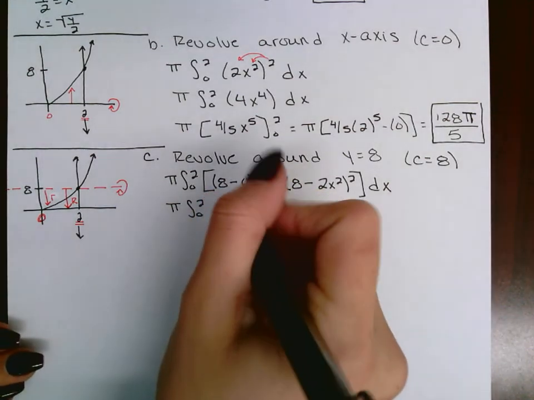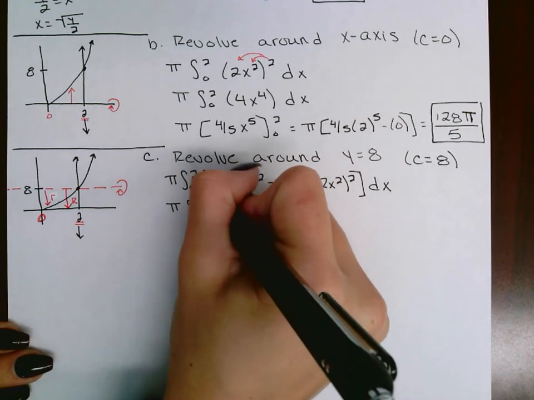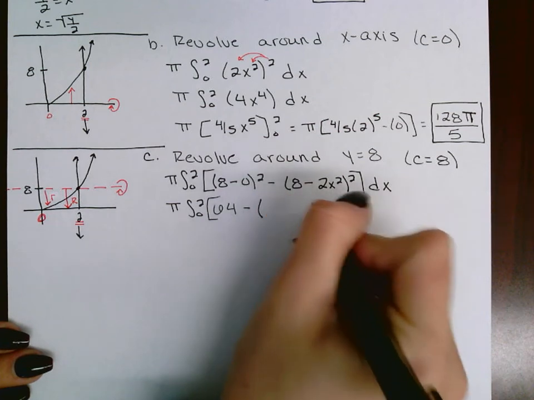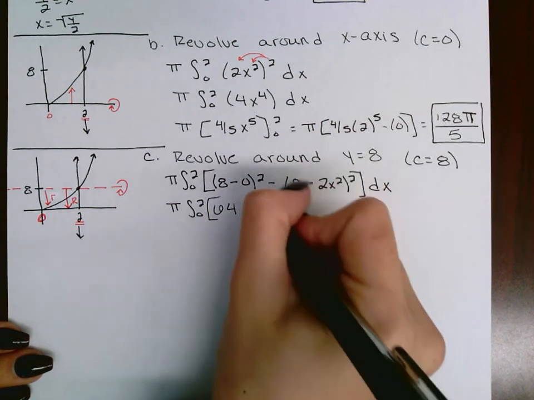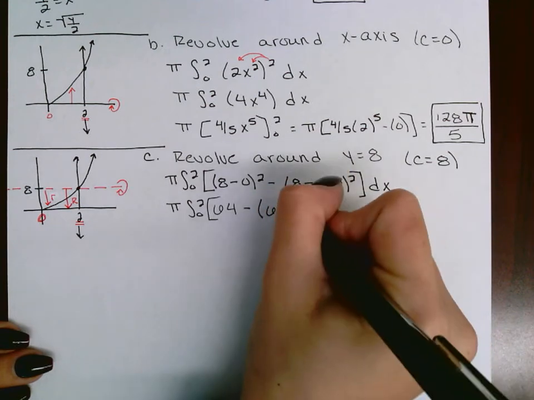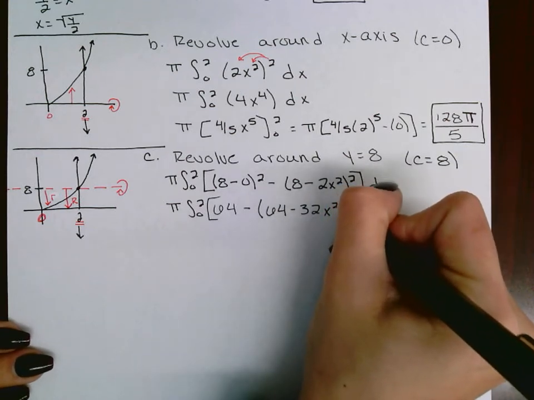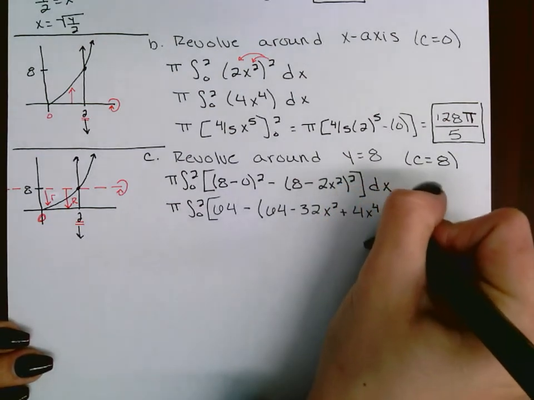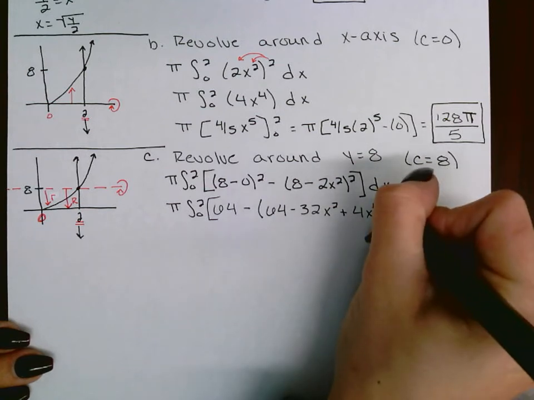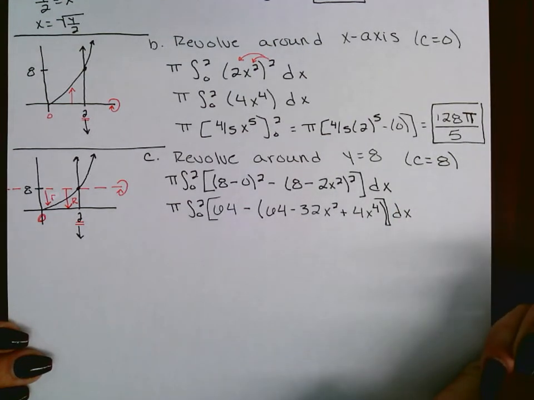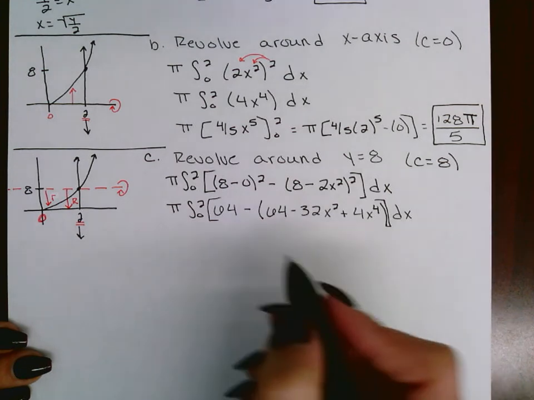So now I have 8 squared, which is 64. Make sure to keep this negative here with parentheses before I clean this, because I'm going to have to distribute. So this should give me 64 minus 32x squared plus 4x to the 4th. Do you guys remember how I'm doing that so fast? That formula from algebra? A squared plus 2ab plus b squared. That's how I'm doing it quick, okay?